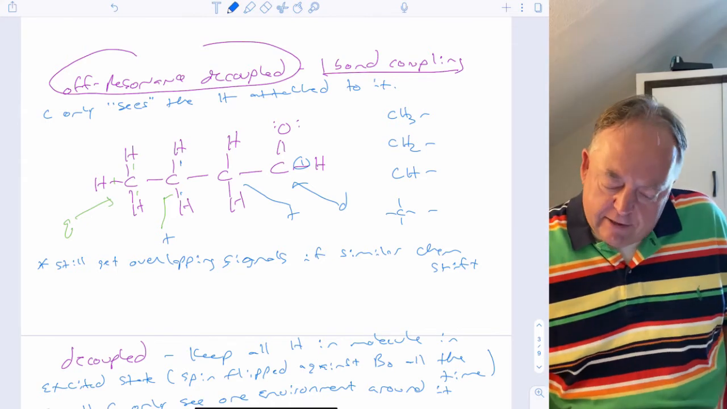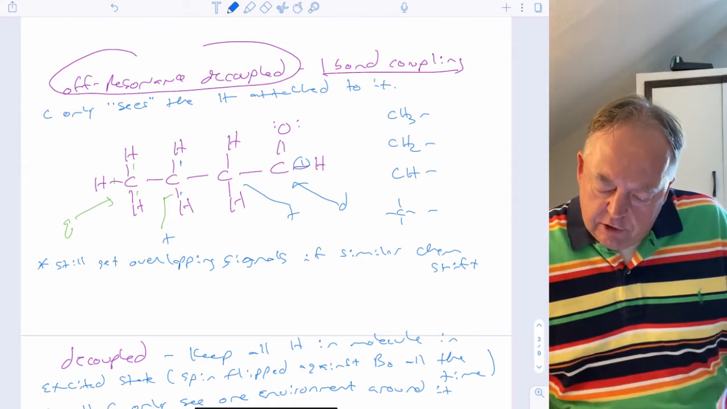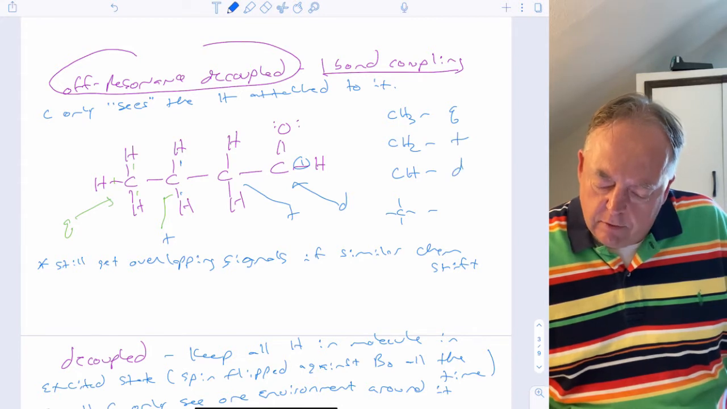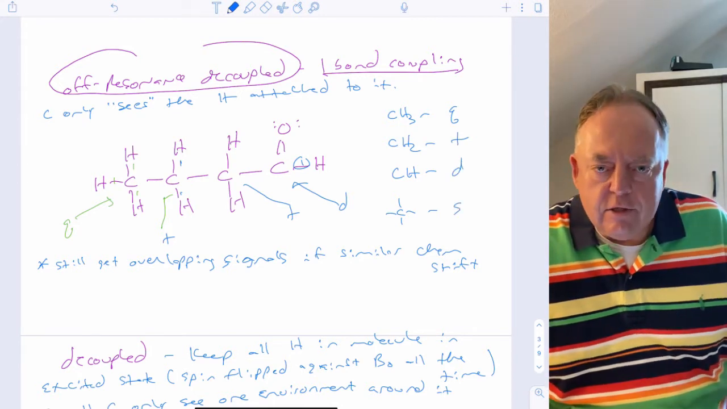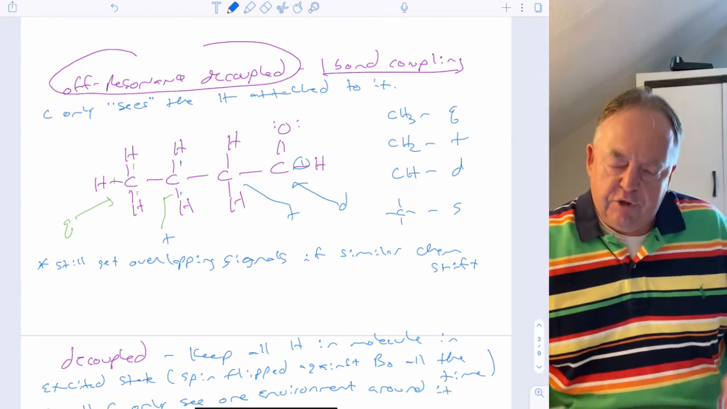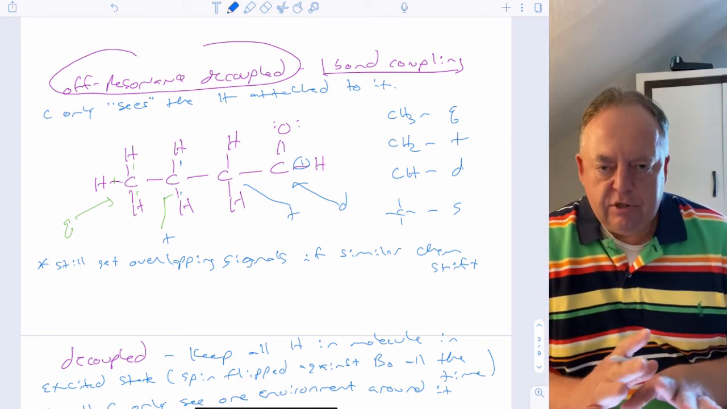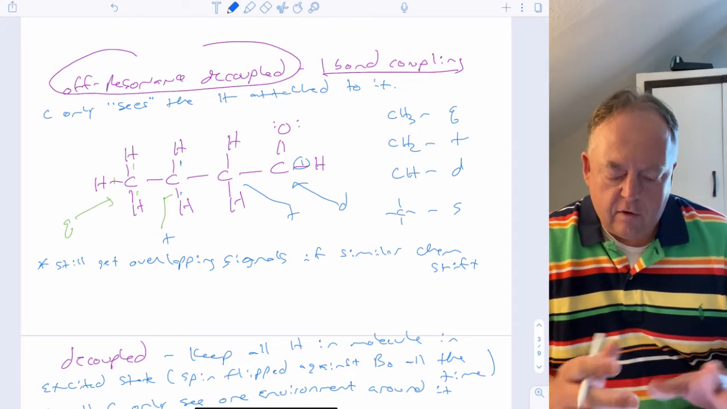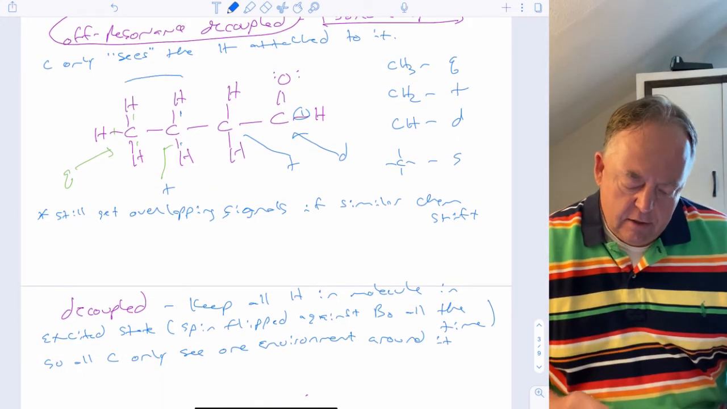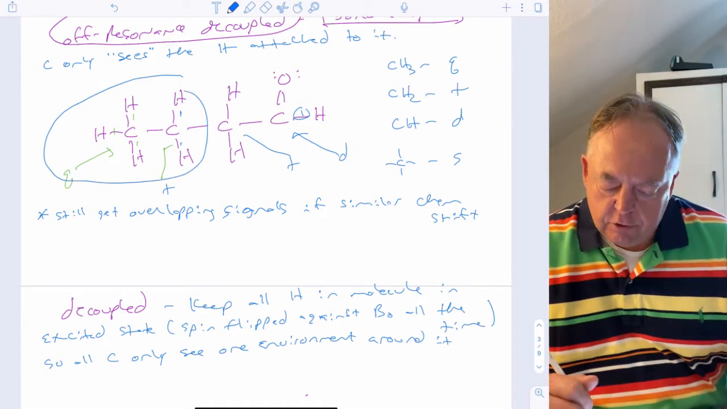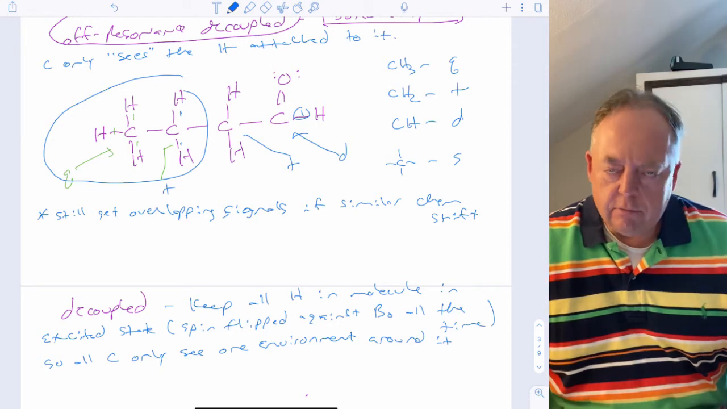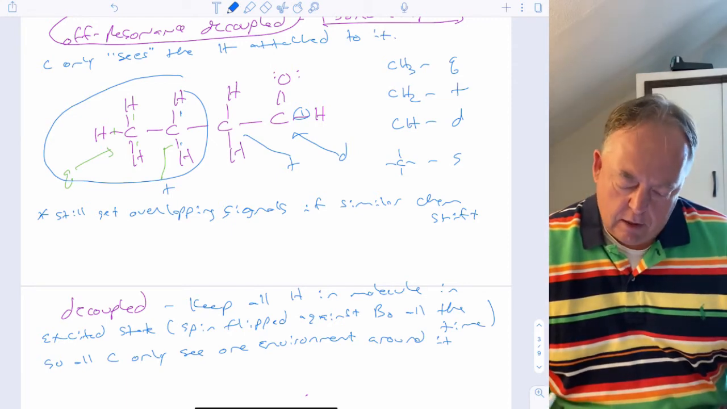So basically off-resonance decoupled, all CH3s are quartets, all CH2s are triplets, all CHs are doublets, and all carbons with no hydrogens are singlets. So since you reduce the number of peaks, you reduce the possibility of overlap, but still, because the coupling constants are so large, you would probably still see that these 2 signals would probably overlap each other. And so then it becomes difficult to interpret.